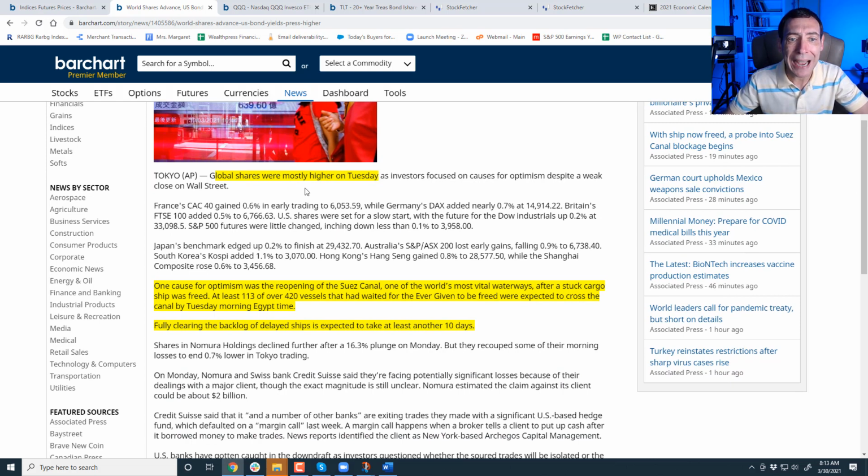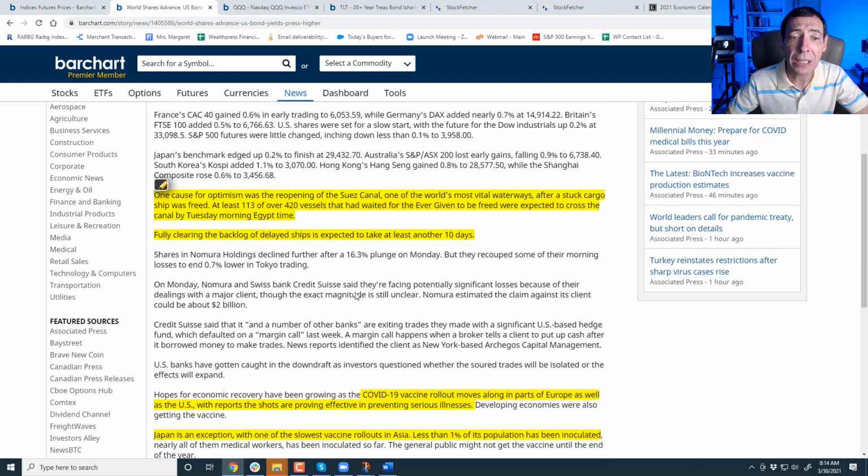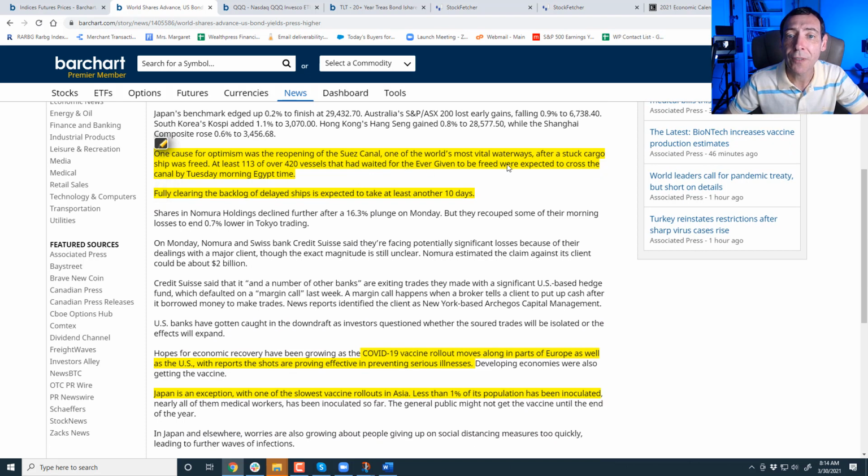So global shares were mostly higher on Tuesday. Nothing crazy going on except for that Suez Canal. One cause for optimism was the reopening of the Suez Canal, one of the world's most vital waterways, after a stuck cargo ship was freed. Thank God for small favors. At least 113 of over 420 vessels that have been waiting for the Ever Given to be freed were expected to cross the canal by Tuesday. There's going to be a 10-day delay, but again, 10 days is not a year, or it's 2 work weeks. It's not going to be crazy. So I'm not expecting this to have a major impact on the economy.